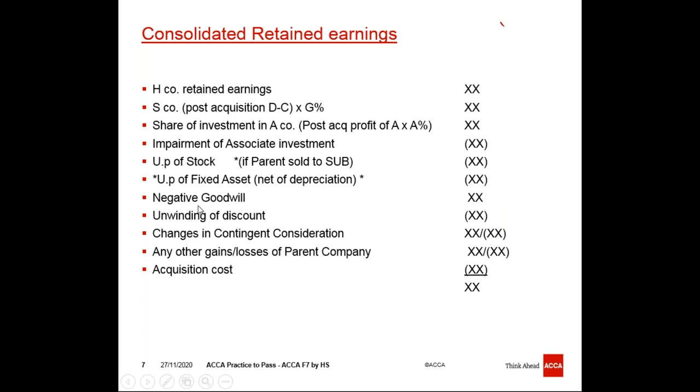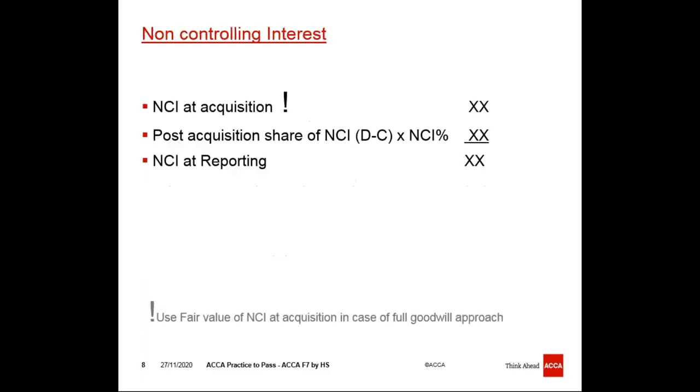Negative goodwill is my income, which should be added in the retained earnings. Unwinding of discount on the deferred consideration, as we have previously discussed, this concept should be recognized in the retained earnings.